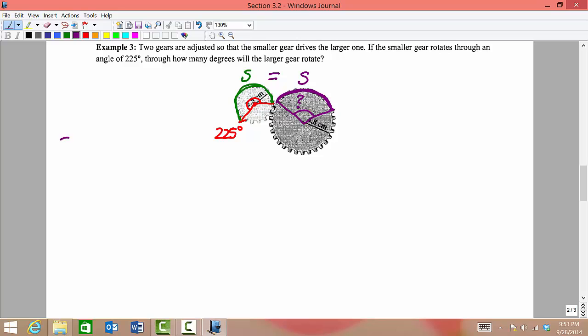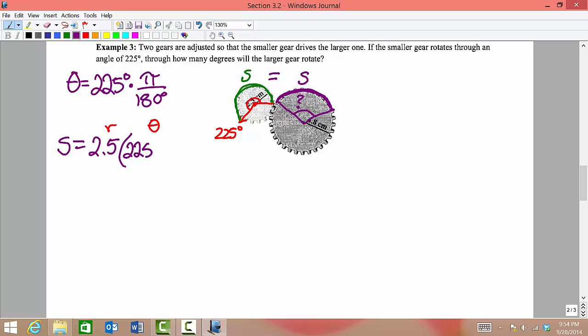So we have S is equal to R, which is 2.5 centimeters, times our angle, theta. Now for the smaller gear we have 225 degrees. And remember that we want to convert to radians, so I will multiply by pi over 180. And that's what I'm going to put into my formula. So we have our radius, and now we want theta, and we're going to use the conversion here, 225 times pi divided by 180.